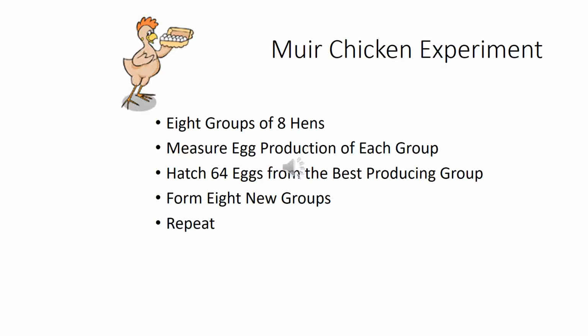So let me talk about a guy named Muir up in Purdue. He wanted to increase egg production. So what he did is he took 8 groups of 8 chickens, and he measured the egg production in each group. He picked out the super group, and then he made another group of 8 chickens out of those, let them reproduce the next one. And he kept on repeating this.